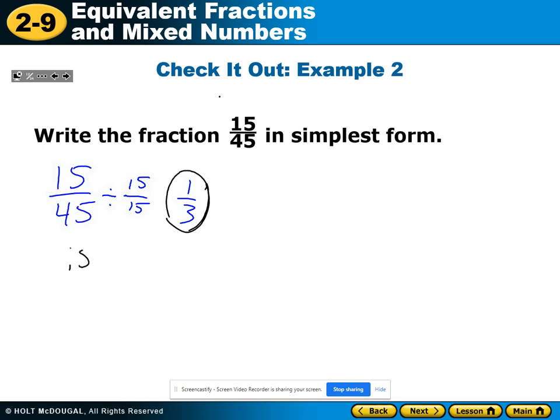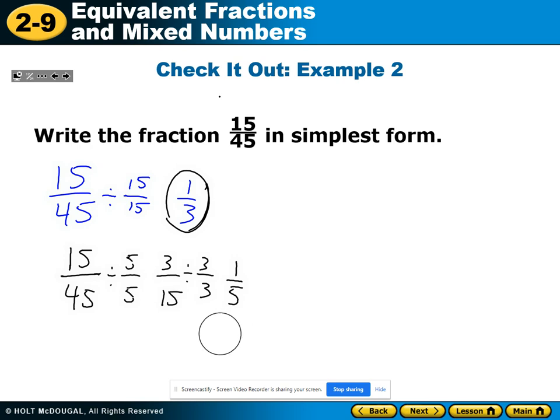Now, it would not have hurt anything if we would have said 15 over 45. You know what? They both end with a 5, so I know they're divisible by 5. 5 over 5 is a fancy one. Then we get 3 over 15. Oh, I see. Those are both divisible by 3. And we get 1/5. Oh, excuse me. Oh, that is where I went wrong. This should have been 9. 45 divided by 9. See, I make mistakes too. You already knew that, though. We get 1/3, which is the same if you don't make a mistake.